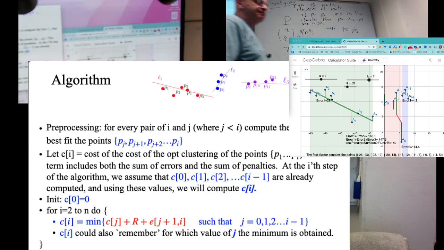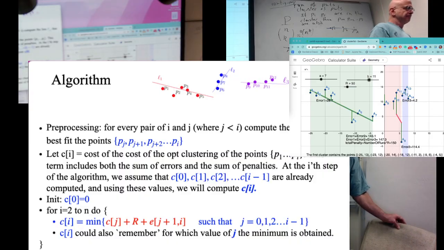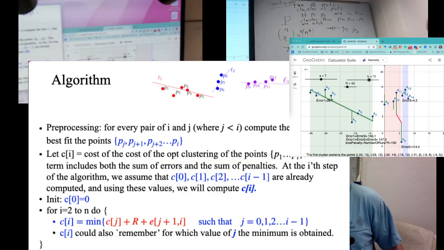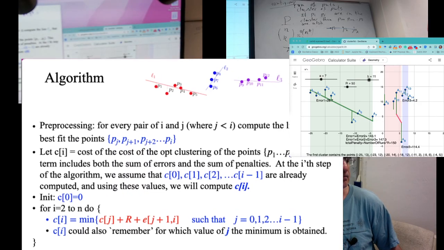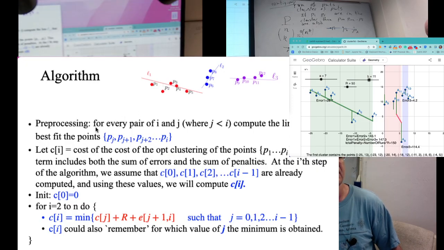So here is my algorithm. In the preprocessing stage, for every pair of points Pi and Pj, as long as j is smaller than i, I want to compute the line Lij. What is this line? This is a line that best fits the points, giving the minimum error, for the points starting at Pj all the way up to Pi.